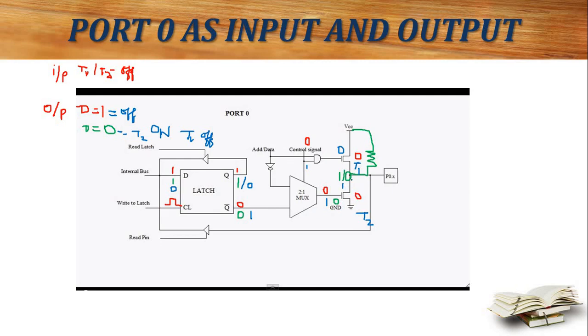Because the mux output is 1. This one is an on condition, but it will not give an output as 1. Why? This transistor T2 is connected to a grounded potential. If the transistor is connected at a 0 potential, then I'll get the value as 0 only. So 1 turns to 0. So what is my input? 0. Finally, what output am I getting? 0. Okay, this is the output operation of port 0.